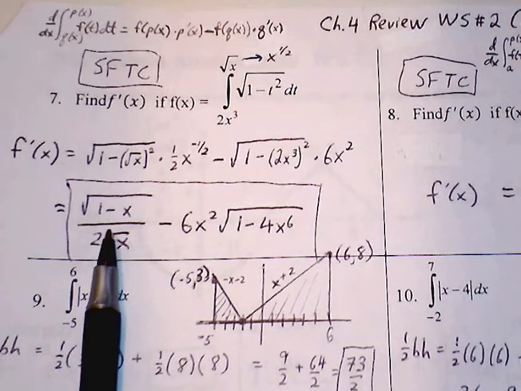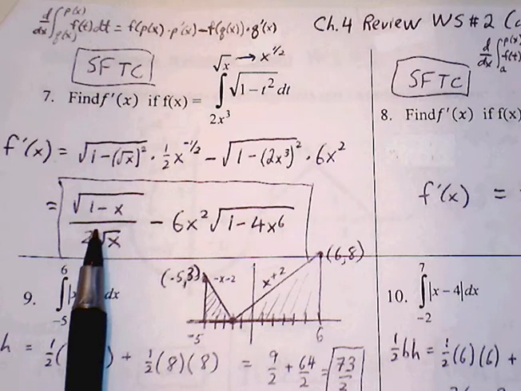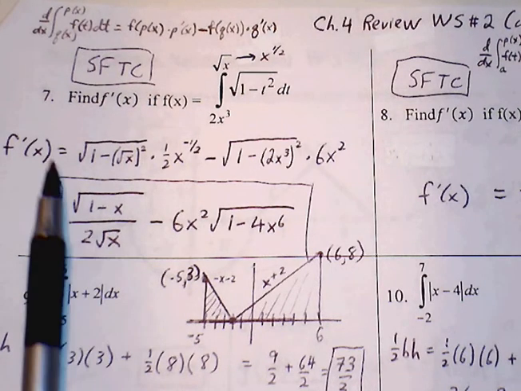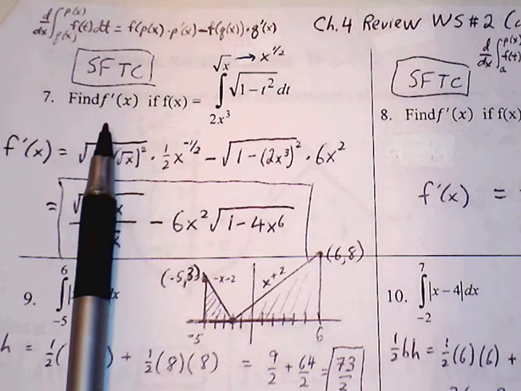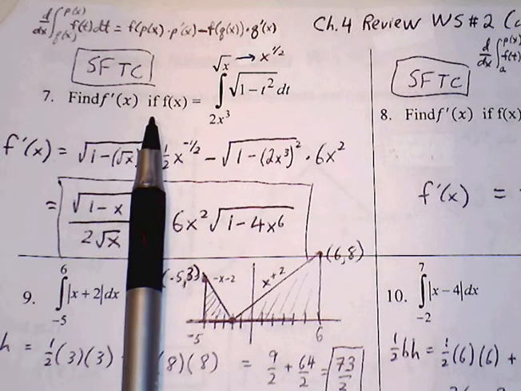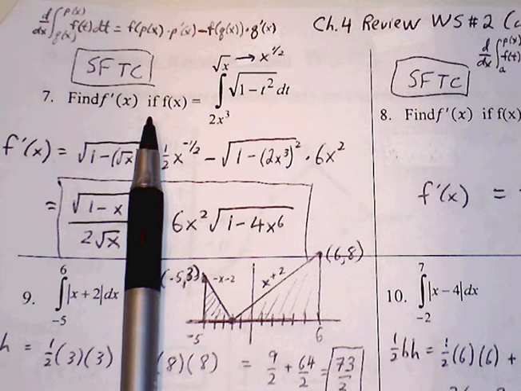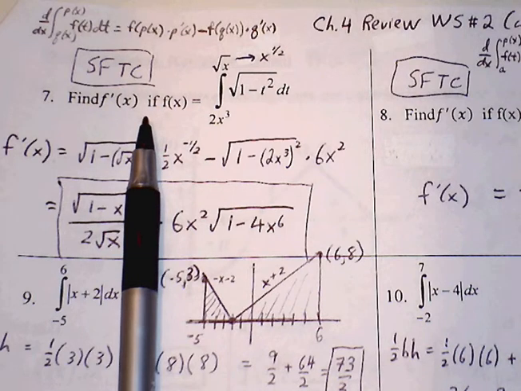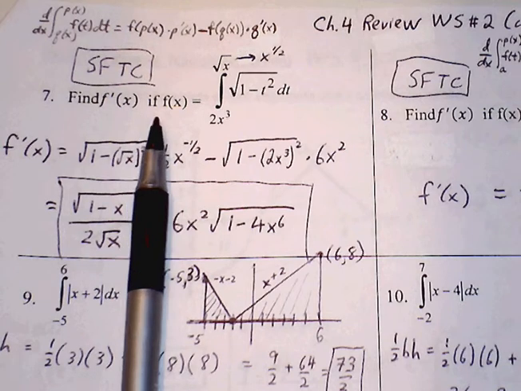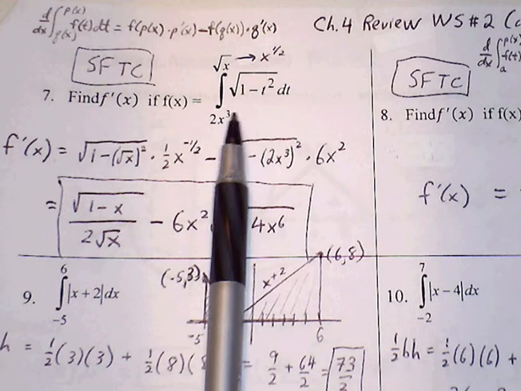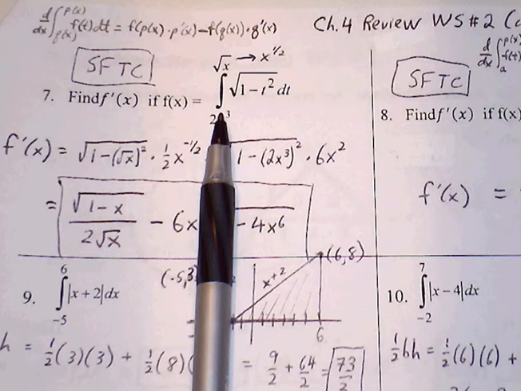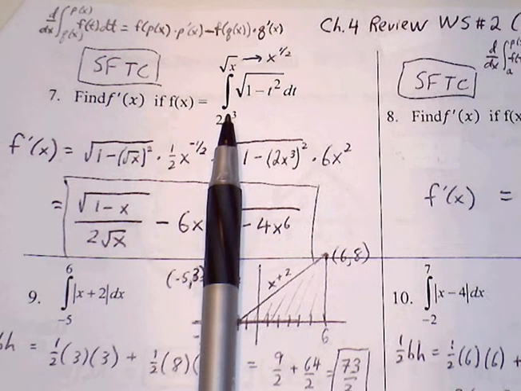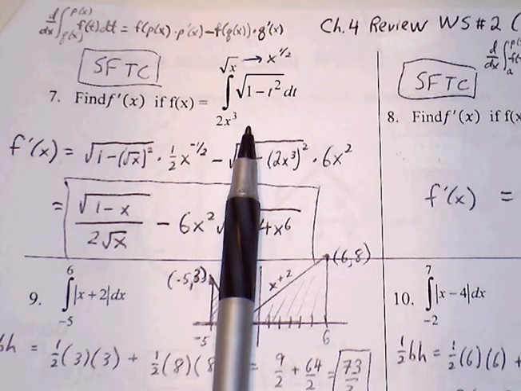All right, let's continue with the back page of Chapter 4, Review Worksheet number 2. Number 7 says find f prime if f of x is equal to the definite integral of square root of 1 minus t squared from 2x cubed to square root of x. So if we're trying to find the derivative of a function that's defined as a definite integral, then we have to use the second theorem of calculus.